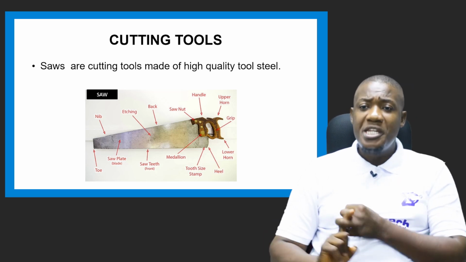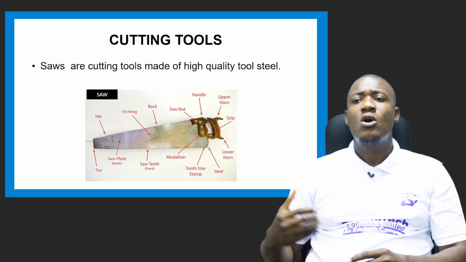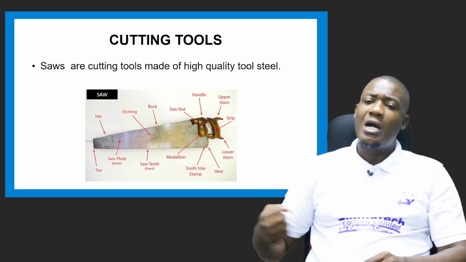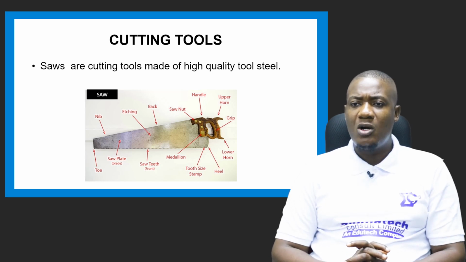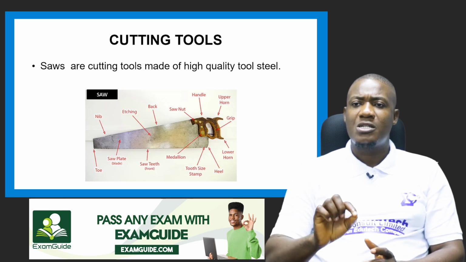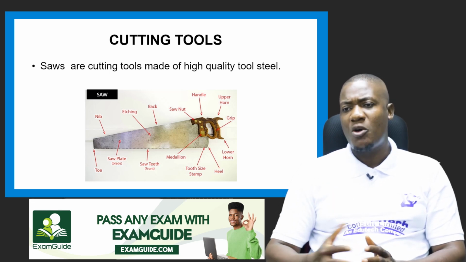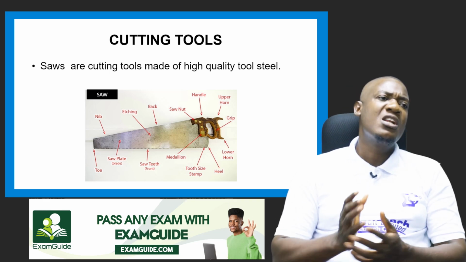We have the nib of the saw. We have the toe. We have the grip. That's where you can hold the saw and move it back and forth to cut through the wood. We have the medallion of the saw. We have the nuts, all right? The saw nut. We have the handle, the upper horn. We also have the lower horn of the saw. We have the heel of the saw.